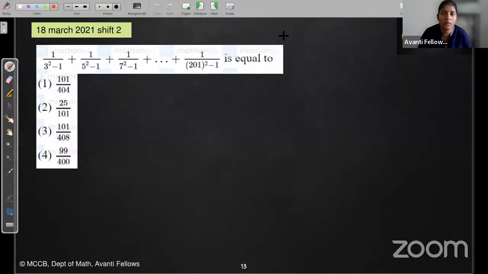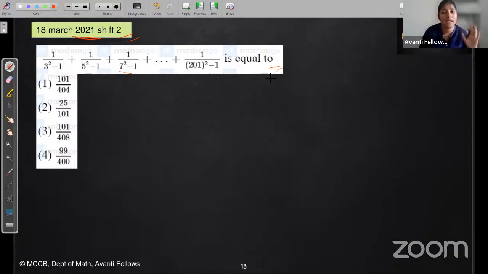Fine. So this was the question asked in the year 2021 JEE March Shift 2 session. Okay, so let's see what the question is. Question is 1 by 3 square minus 1 plus 1 by 5 square minus 1 plus 1 by 7 square minus 1 up to 1 by 201 square minus 1 is equal to.